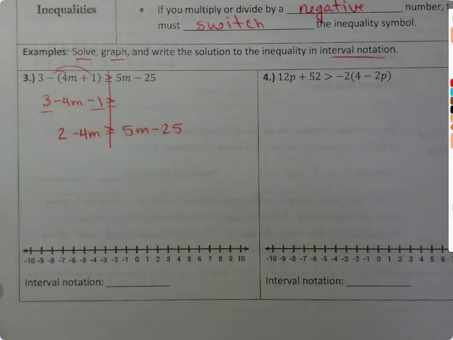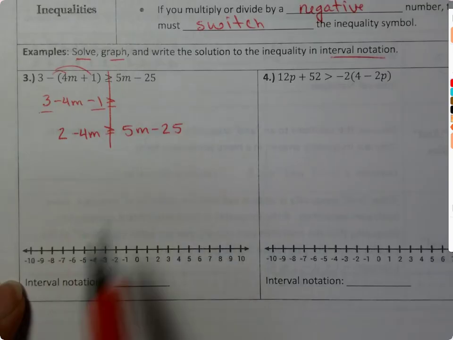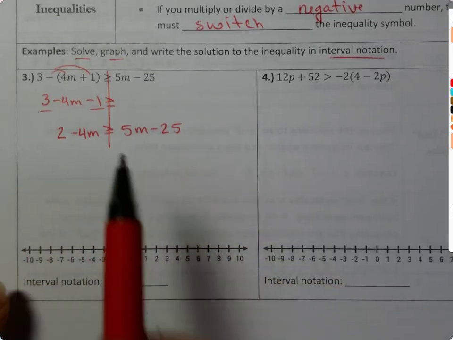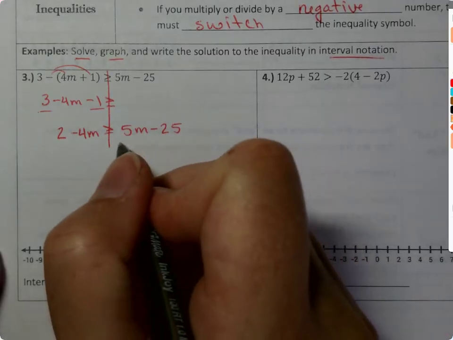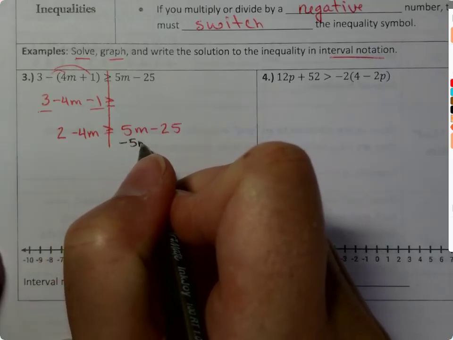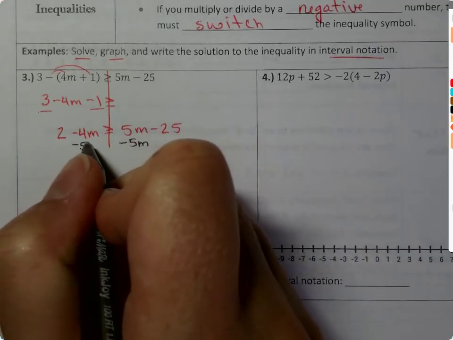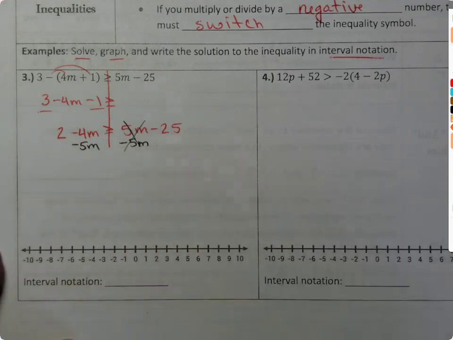Okay, at this point, we could all do things a little differently. You could move the 2 over here. You could add the 25. I'm going to stick with moving the variable first because I think it helps me to find my variable. And I'm going to bring this over to the right. So minus 5m, minus 5m. That should cancel it out.